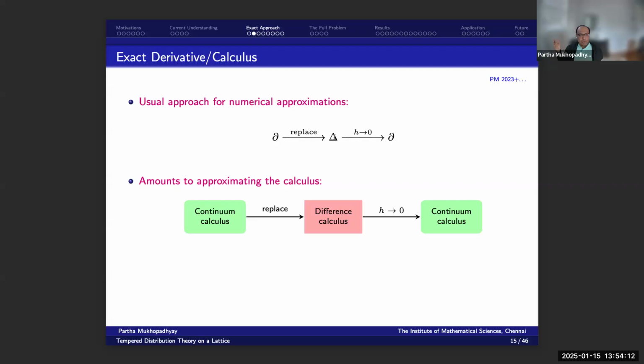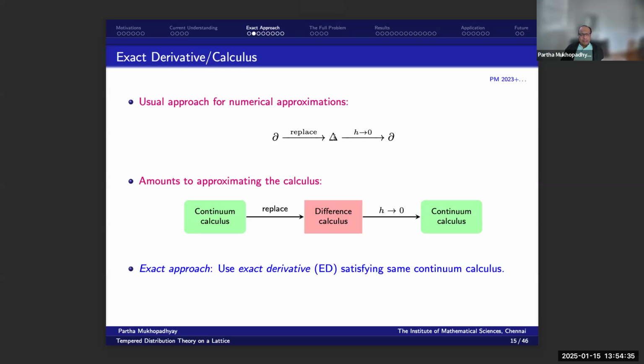For example, there is a Leibniz rule for the difference derivative, but that is not the same as the Leibniz rule of the continuum. But the Leibniz rule of the continuum is what you need in order to preserve symmetries, not the Leibniz rule of the difference. So the additional terms will go to 0 in the h going to 0 limit.